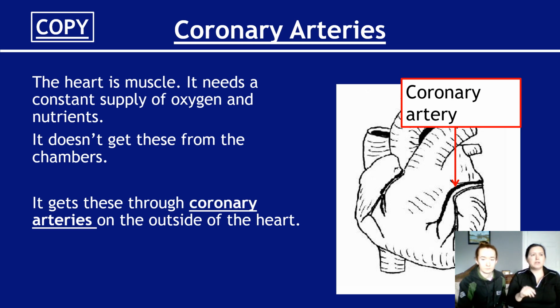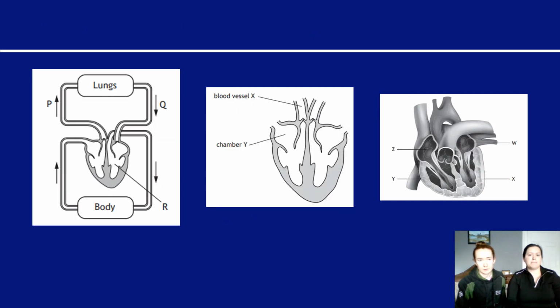These are the ones that get blocked if you have a heart attack. Basically, if they get blocked, you have a heart attack. Say you've got a really high fat diet and you get a clogged coronary artery. That can cause a heart attack because your heart muscle doesn't get the oxygen and nutrients it needs for aerobic respiration, and so your heart stops contracting properly to push blood around your body.